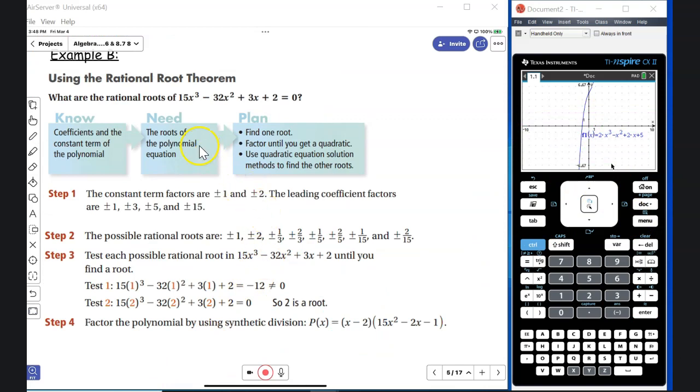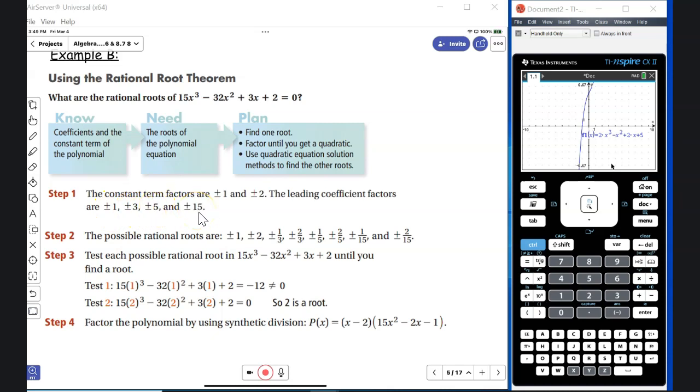Example B, the zeros for 15x cubed minus 32x squared plus 3x plus 2. I went ahead and used these steps so you can understand what is the process. Number one, you need to understand that the possible roots are going to be the ratio of the factors of 2 to the factors of 15. The constant term, which is 2, is going to be plus or minus 1 and plus or minus 2. The leading coefficient factors are going to be 1, 3, 5, and 15.